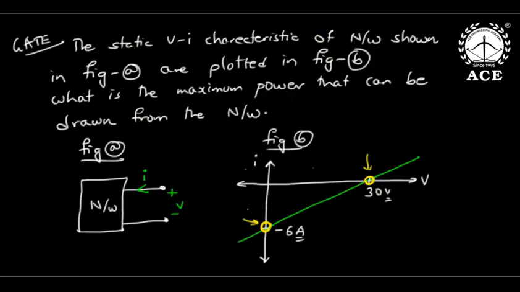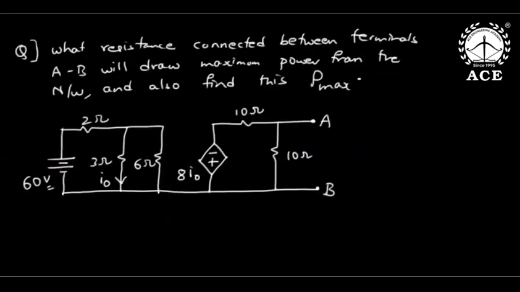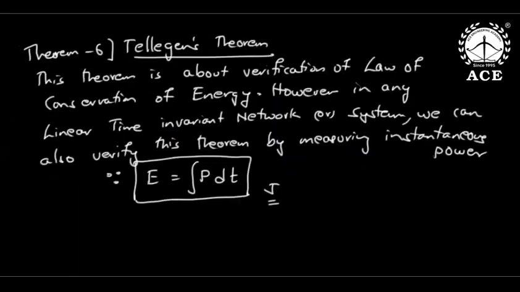Then another problem where the characteristics were given but not the network. Using these characteristics, I modeled the Thevenin's equivalent, and from that we got the answer. Then another classical problem on category 2, VOC by ISC, and again we got a similar answer. Then Tellegen's law of conservation of energy, we started that theorem.